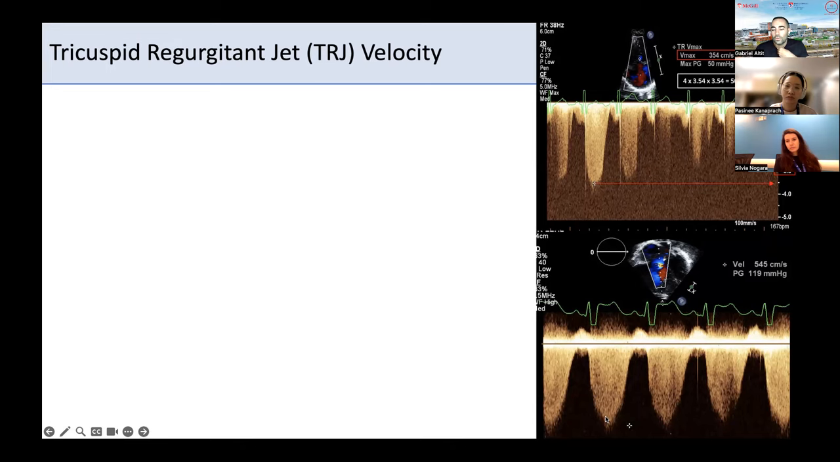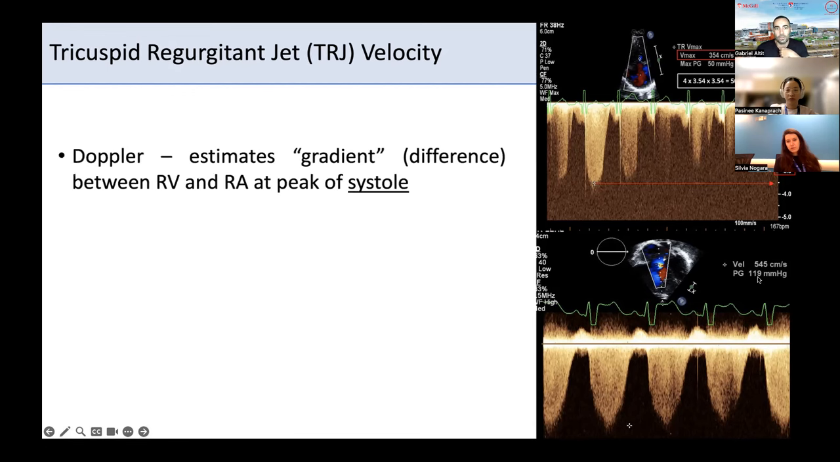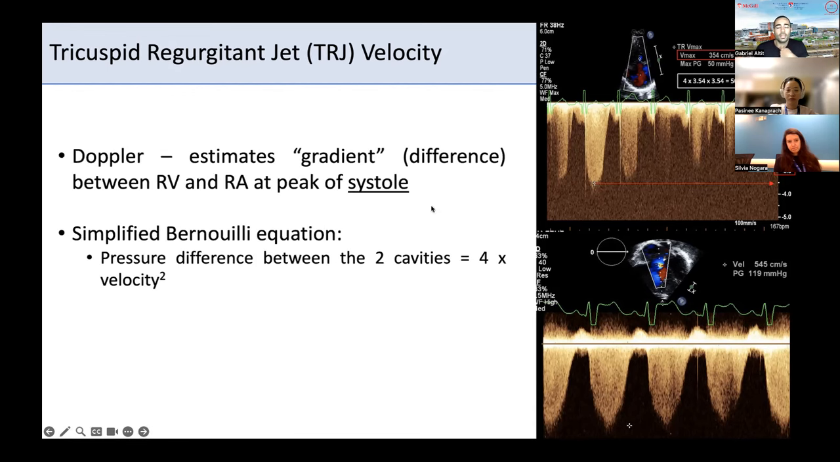So you're able to use the velocity in the Bernoulli equation to get the RV to RA gradient in pressure. The Bernoulli equation is 4 times velocity squared. Let's say your velocity is 5.5. Well, 5.5 times 5.5 times 4 gives you the pressure gradient, which is 119 millimeters of mercury. So this is the pressure difference between the two cavities. That's the simplified Bernoulli equation.